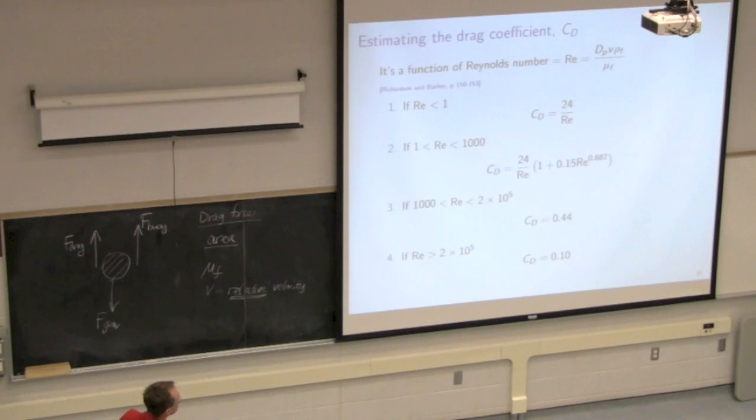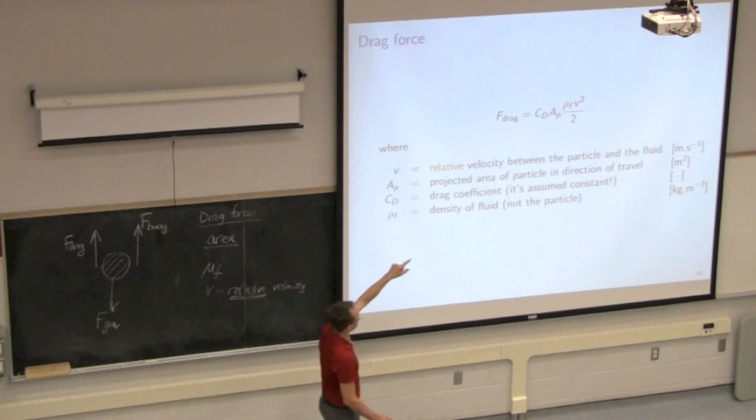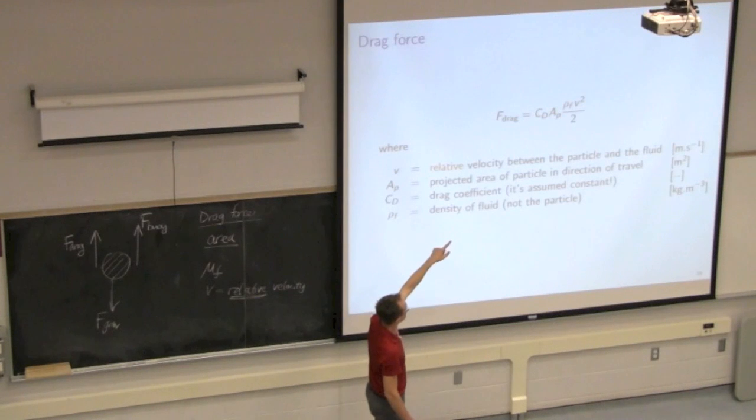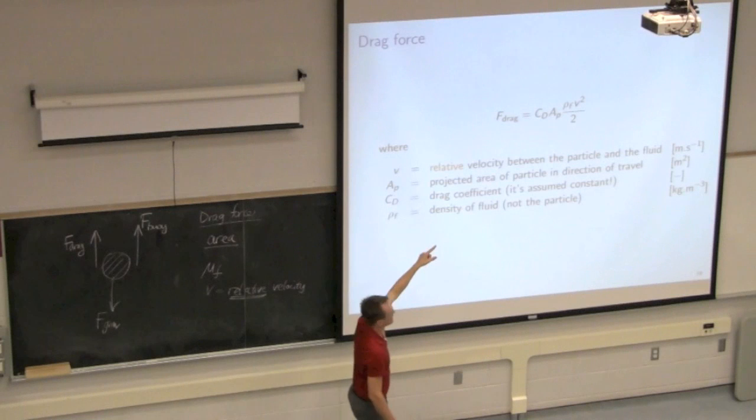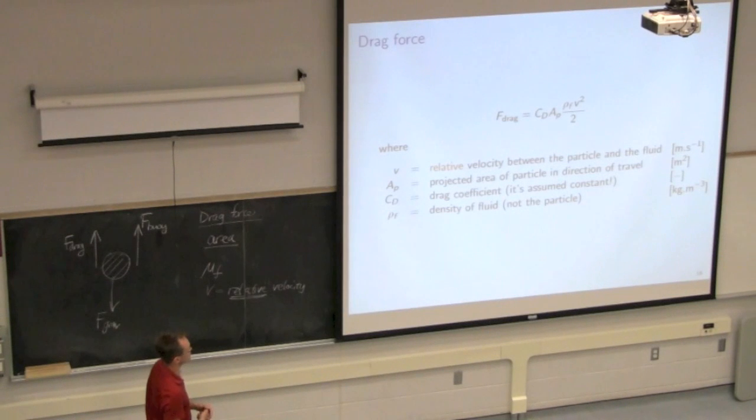So the key thing, though, is not just to go ahead and use these equations indiscriminately. Think about what's actually going on here. This drag force, the velocity term, the rho of the density of the fluid term, makes intuitive sense. That AP is the projected area of the particle also makes intuitive sense. Let's just talk about that for a minute.